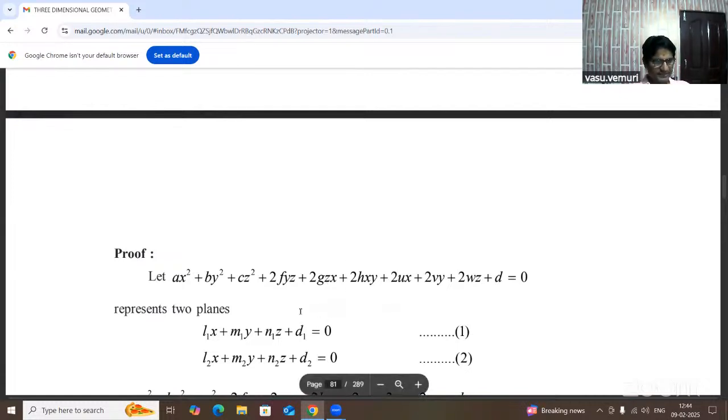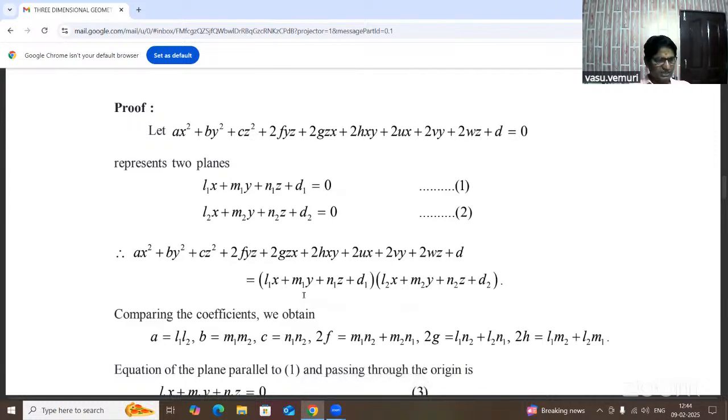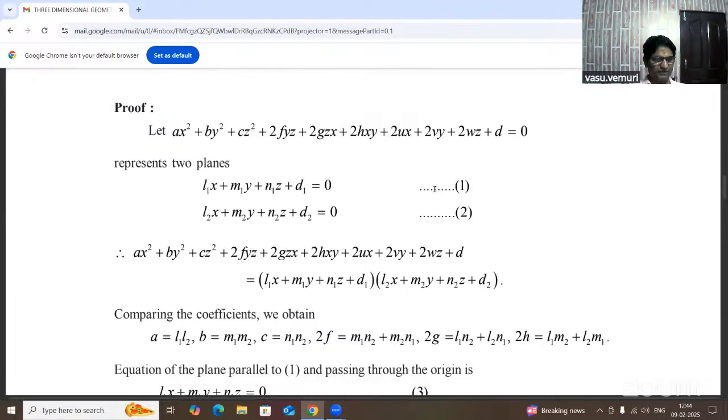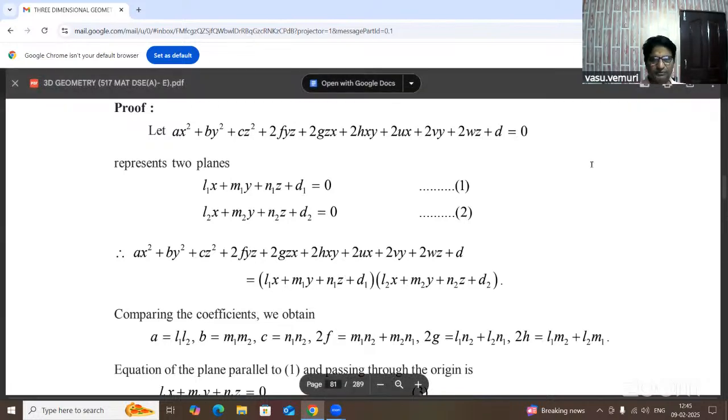There are two planes. First of all, comparing it with ax² + by² + cz² and so on, the entire expression representing a pair of planes is also equivalent to the combined plane equations. What is that? The first equation and the second equation: (l1x + m1y + n1z + d1)(l2x + m2y + n2z + d2). Comparing the coefficients of x² on both sides, just observe this.